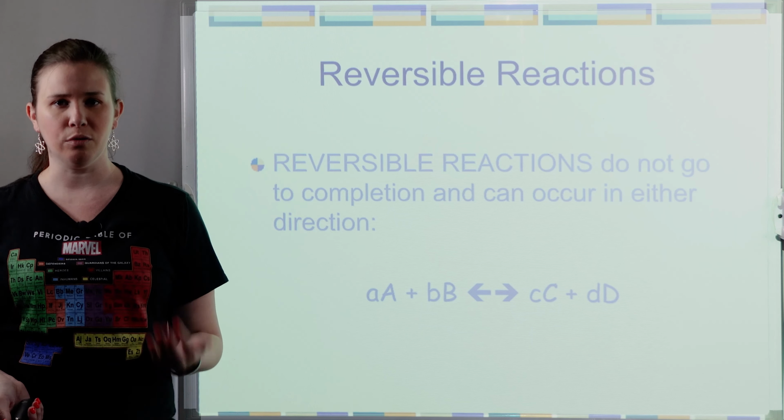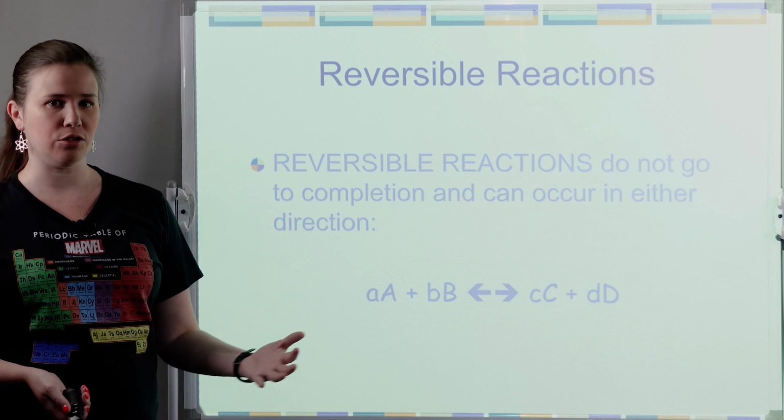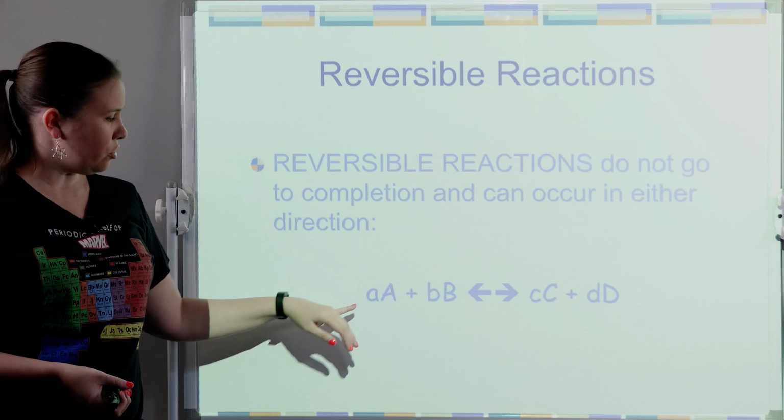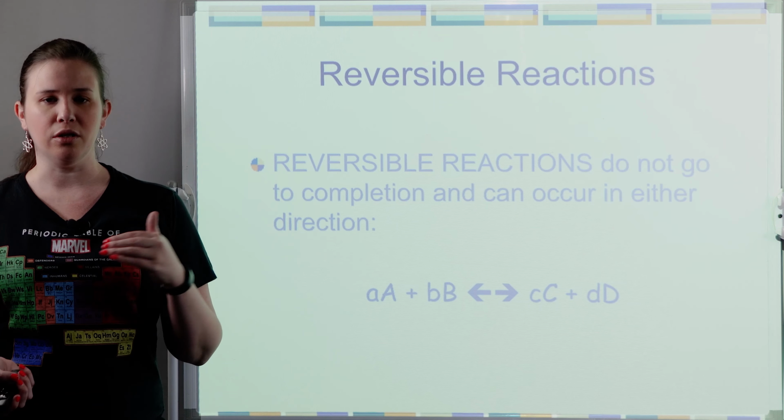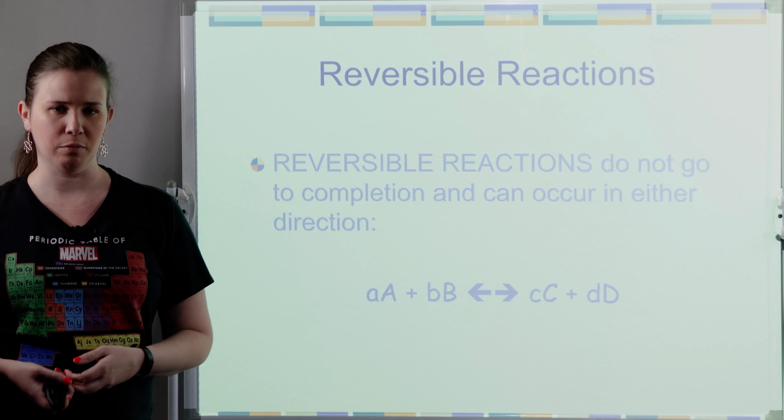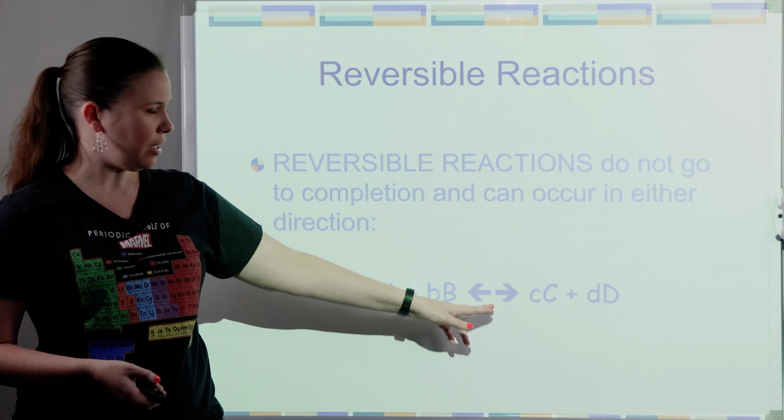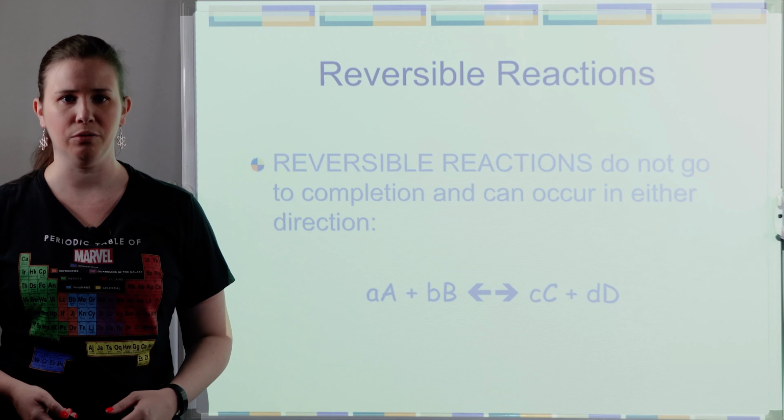When we look at the equilibrium expression, we're going to use these letters to show where things go. So the lowercase letters here would be the coefficients, and the capital letters would be the chemicals themselves. And then in between reactants and products, you have that two-way arrow.